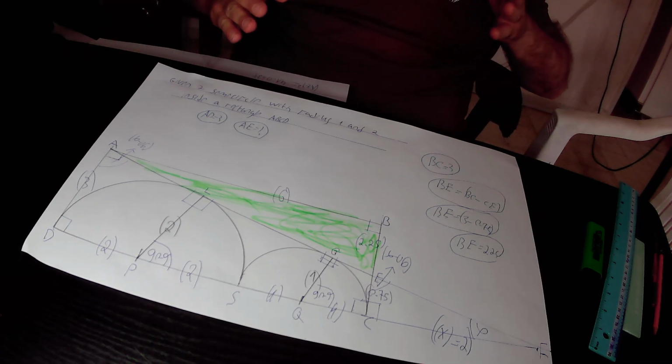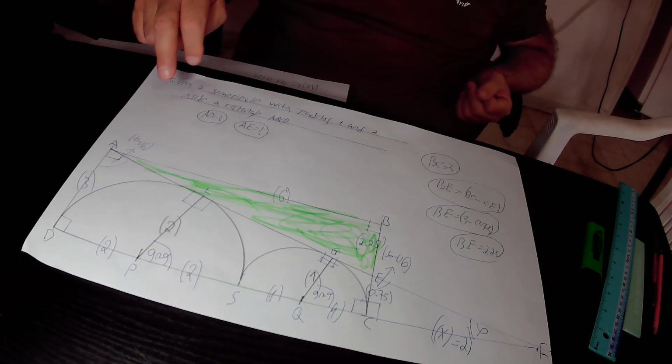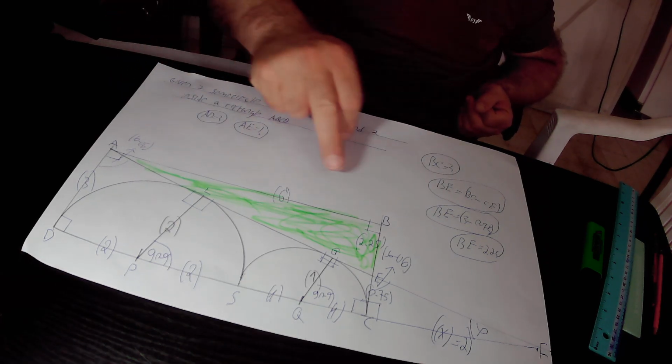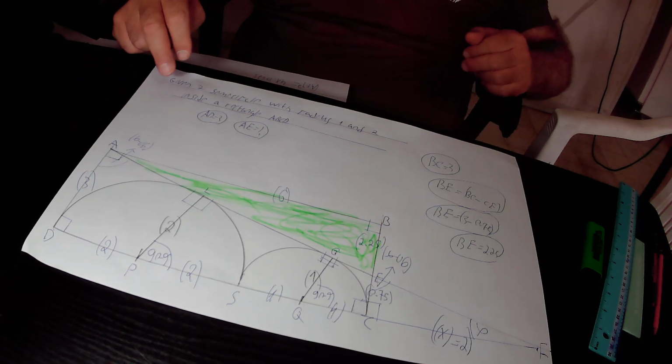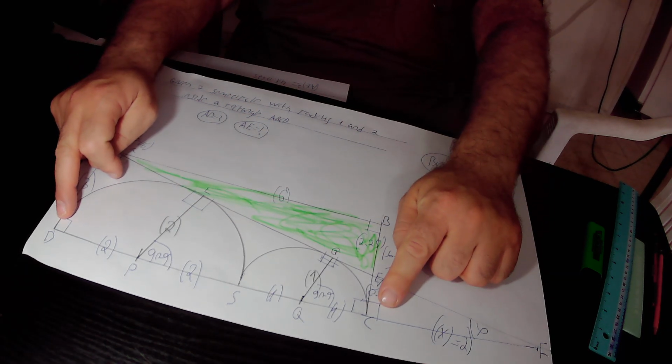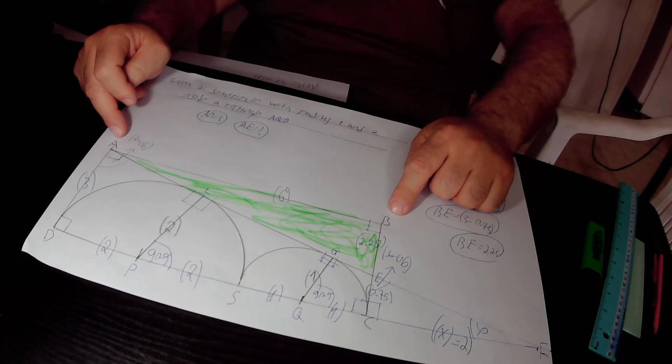We use the same rule that the opposite sides of a rectangle are equal to each other. So in rectangle ABCD, side AB must be equal to the opposite side DC. But DC equals 2 plus 2, that is 4, plus 1 plus 1, that is 2, and 4 plus 2 is 6. So DC equals 6, and therefore the opposite side AB must also be equal to 6.